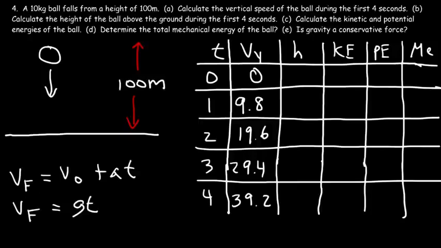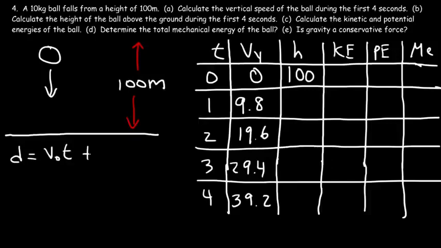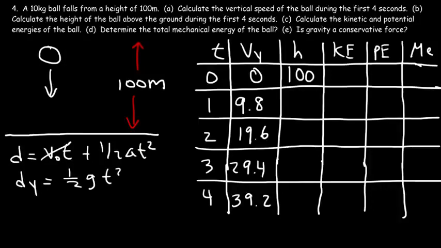Now what about the height? So at t equals 0, the ball is 100 meters above the ground. What is it going to be 1 second later? What equation can help us to find the distance that the ball travels? We could use this equation. Displacement is equal to v initial t plus 1/2 at squared. Now the initial speed in the y direction is 0, so this term is 0. So therefore the displacement in the y direction is 1/2 gt squared, because acceleration in the y direction is g.